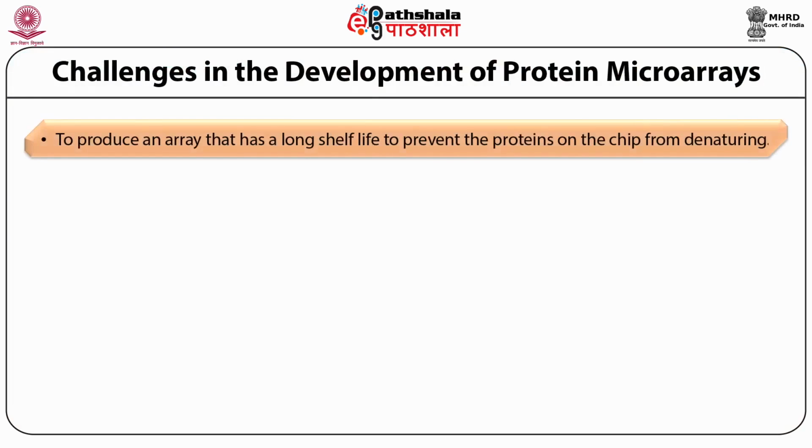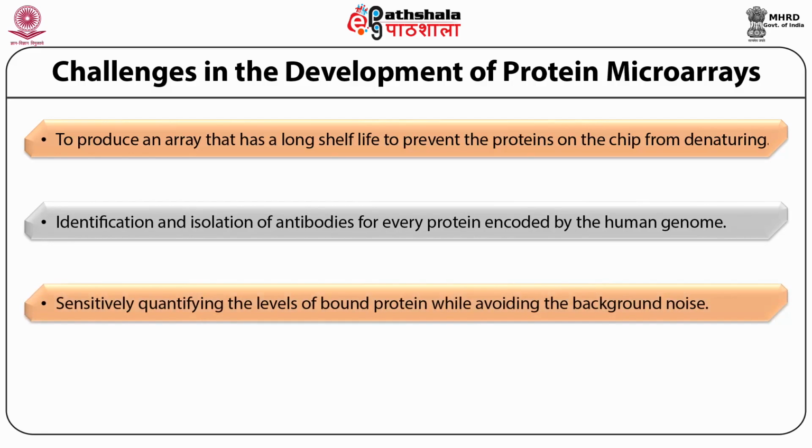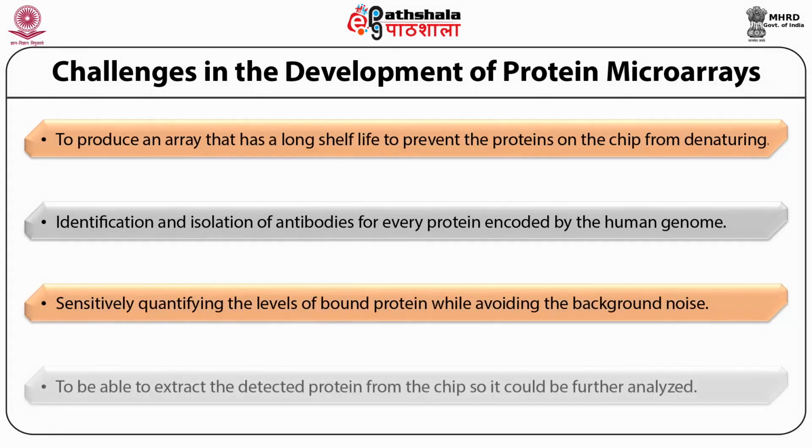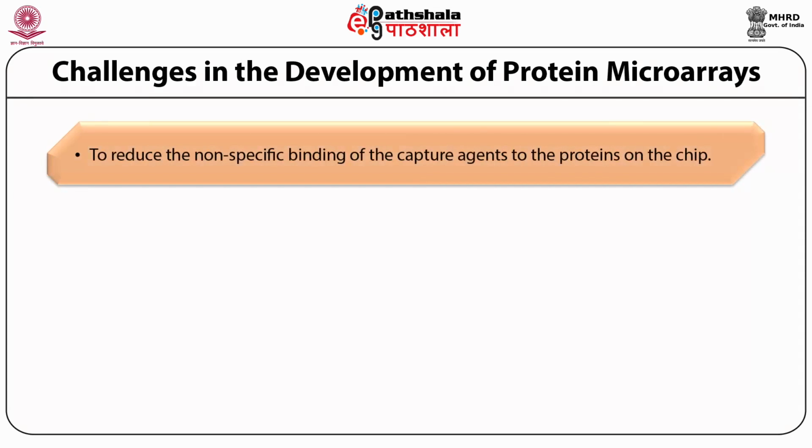To produce an array that has a long shelf life to prevent the proteins on the chip from denaturing. Identification and isolation of antibodies for every protein encoded by the human genome. Sensitively quantifying the levels of bound protein while avoiding the background noise. To be able to extract the detected protein from the chip so it could be further analyzed. To reduce the non-specific binding of the capture agents to the proteins on the chip.